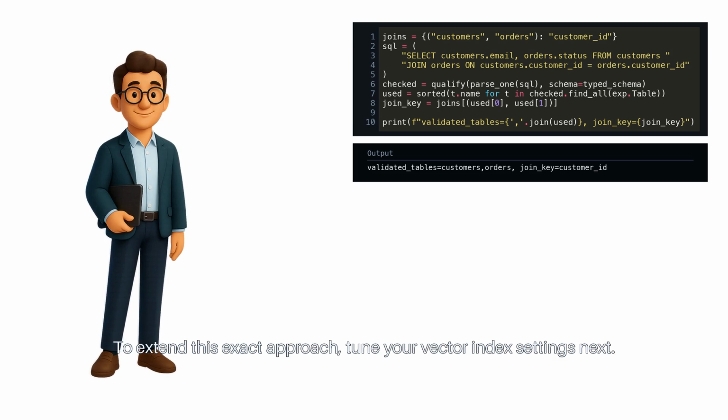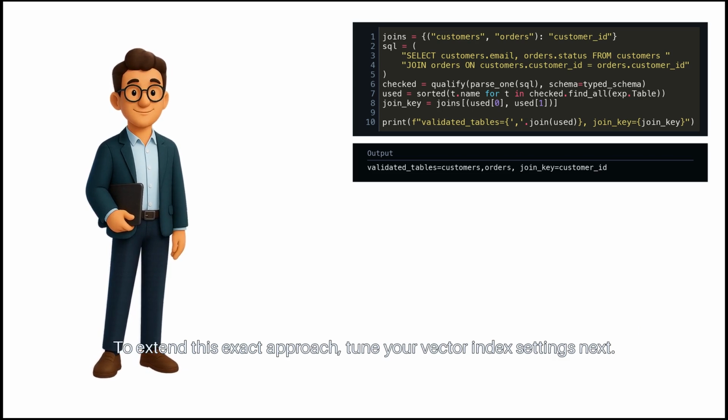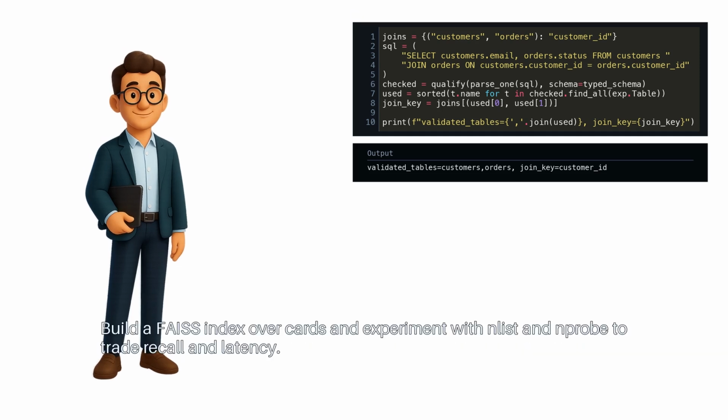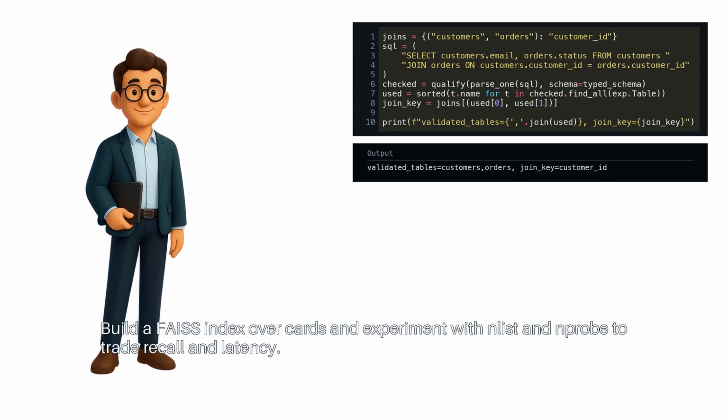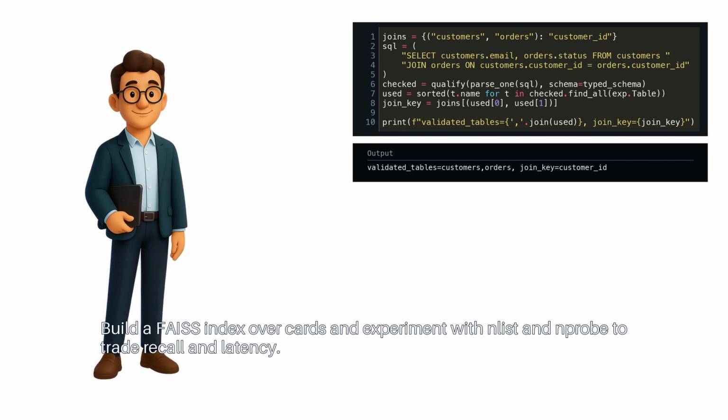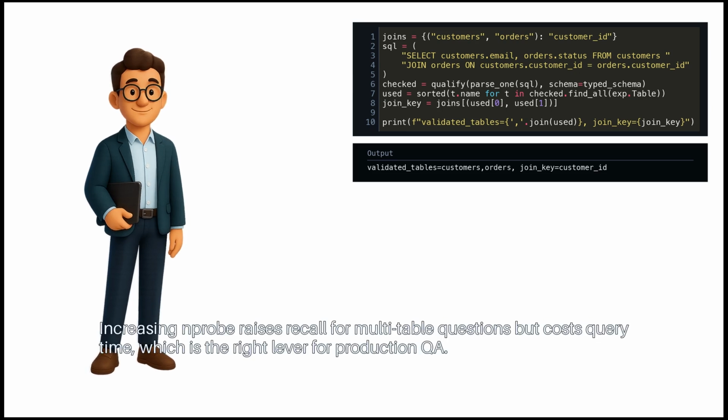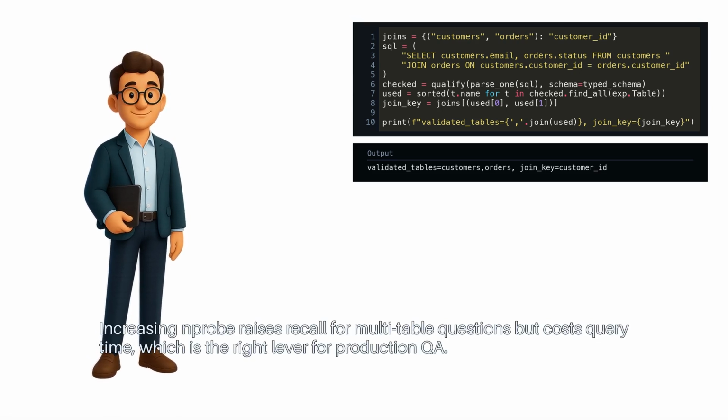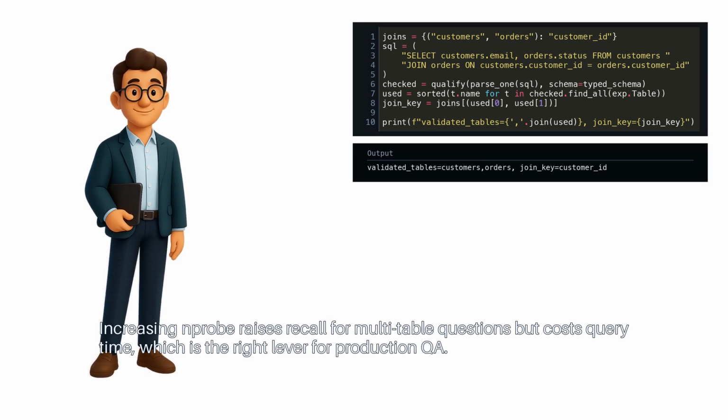To extend this exact approach, tune your vector index settings next. Build a FAISS index over cards and experiment with nlist and nprobe to trade recall and latency. Increasing nprobe raises recall for multi-table questions, but costs query time, which is the right lever for production QA.